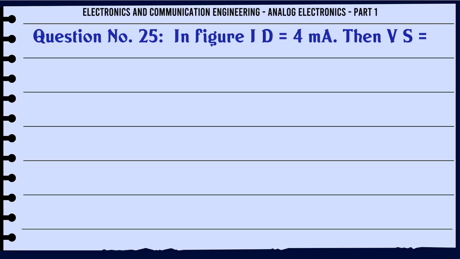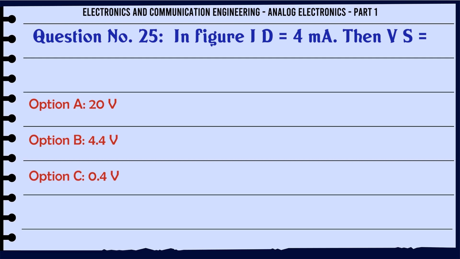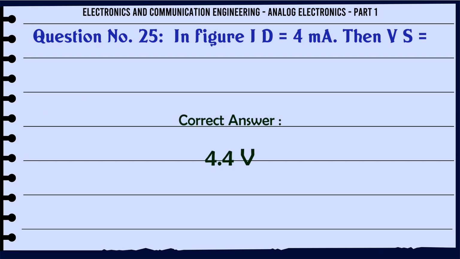In the figure, ID is 4 mA, then VS is A. 20 V, B. 4.4 V, C. 0.4 V, D. 0.44 V. The correct answer is 4.4 V.